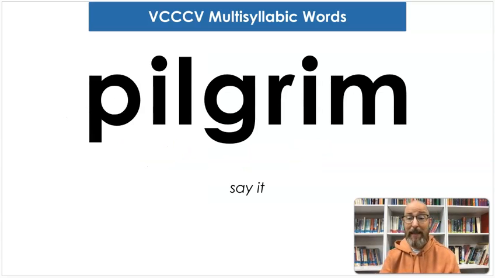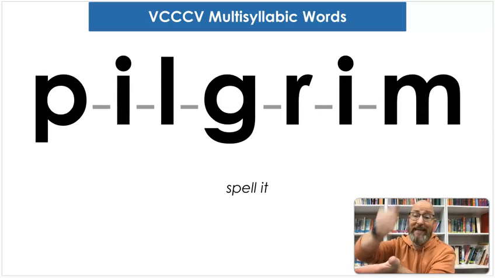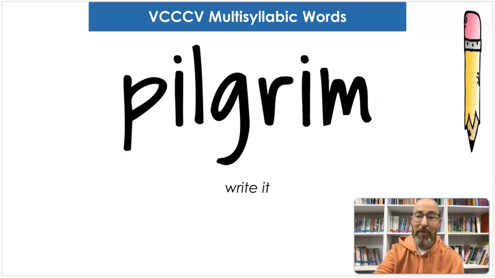Our next word is pilgrim. Say pilgrim. Let's spell it. P-I-L-G-R-I-M. Pilgrim. Now we're going to write it. And again, I'll tell you how to spell it. P-I-L-G-R-I-M.